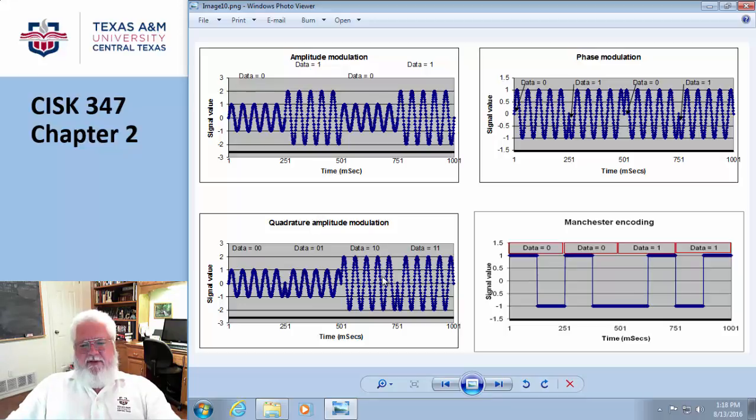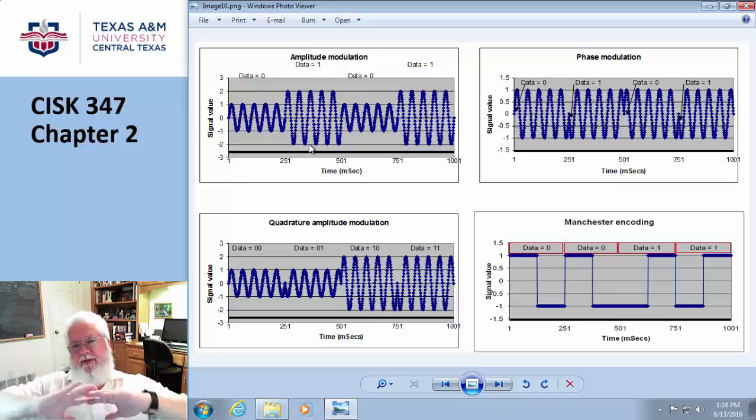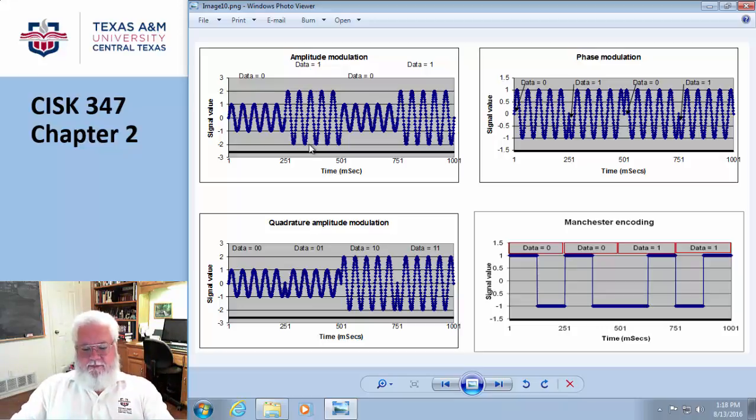I'm going to skip this one. This one is a combination of the two. It kind of makes sense. I can send a signal this way, or I can send a signal this way, but what happens if I combine them together? If I do both, amplitude and phase simultaneously, I can actually get more data. I can get twice as much data as either one of these techniques. So it's a cool way of cramming more data into a single signal.